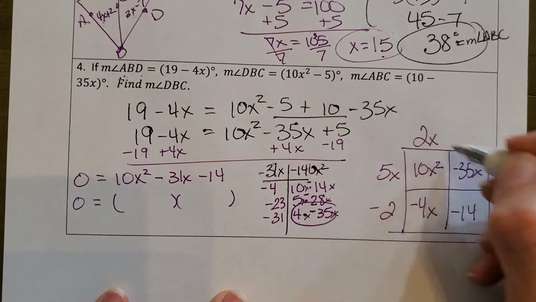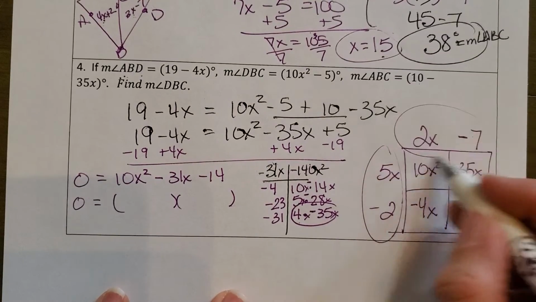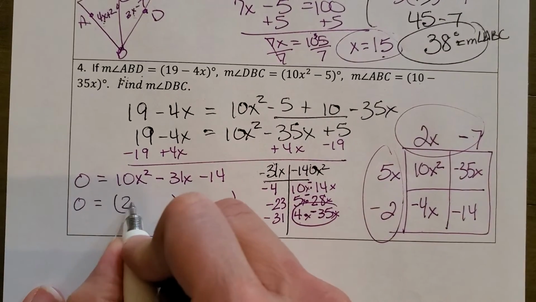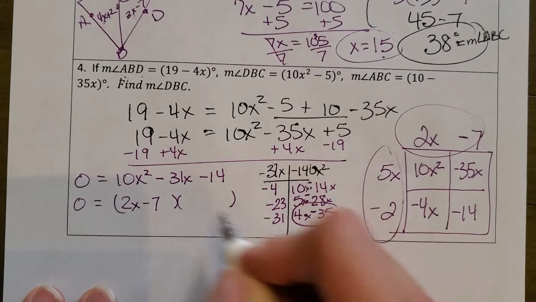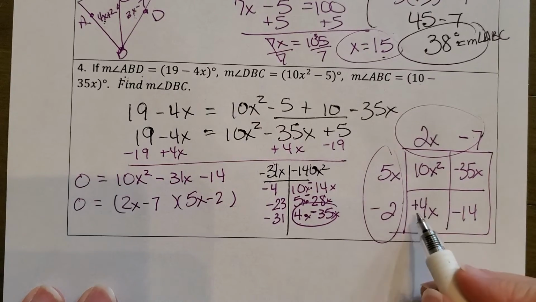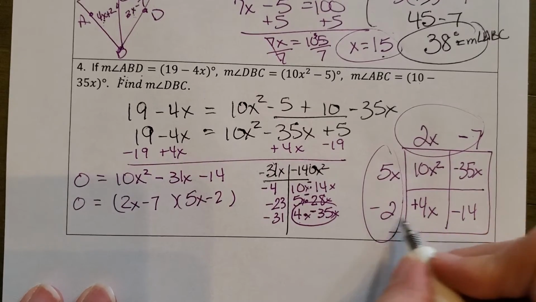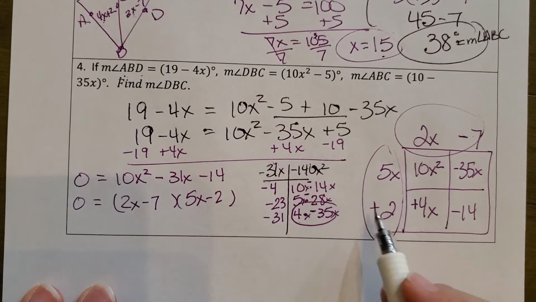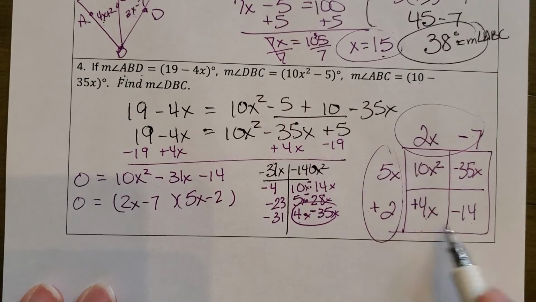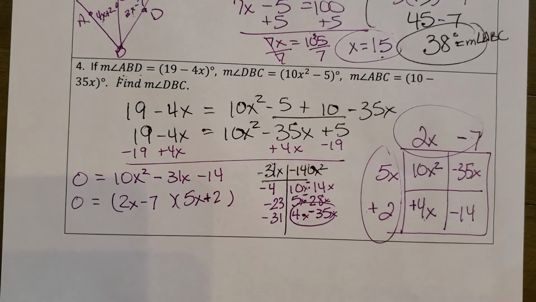This is going to be 2x, and this is going to be, it looks like a negative 7. So these actually become my two factors. So I have 2x minus 7 for one factor, 5x minus 2 for the other factor. Something went wrong there. That's my mistake. That should have been a positive, because then I get my 31. So sorry about that. So then this would have been a plus 2. Let's just double check. Yep, positive 4, negative 14. Okay, we're good. So 5x plus 2 is what we should have had there.